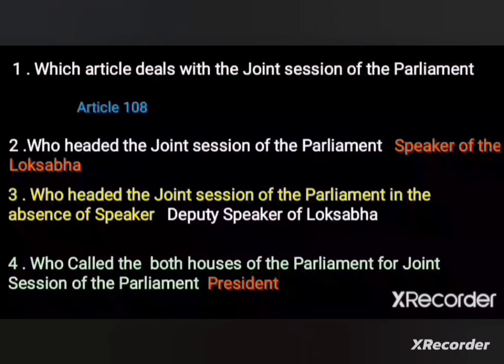Which article deals with the joint session of the Parliament? Article 108. Next, who heads the joint session of the Parliament? Speaker of the Lok Sabha. Who heads the joint session in the absence of the Speaker? Deputy Speaker of Lok Sabha heads the joint session in the absence of the Speaker. Who calls both houses of the Parliament for a joint session? President.